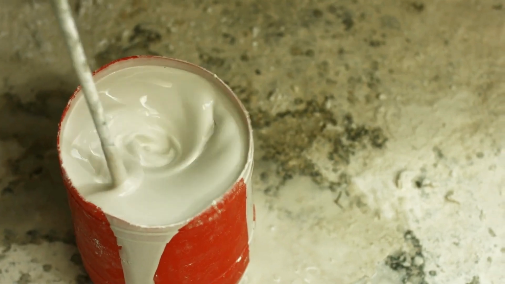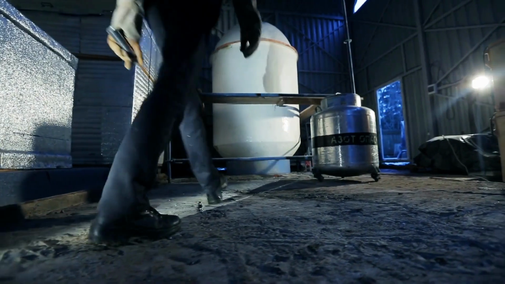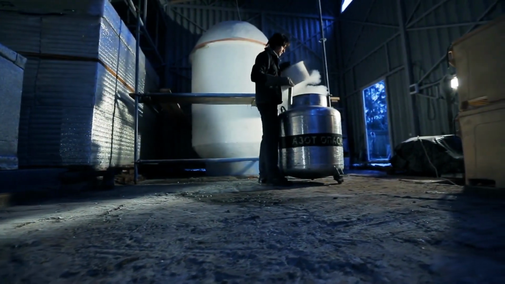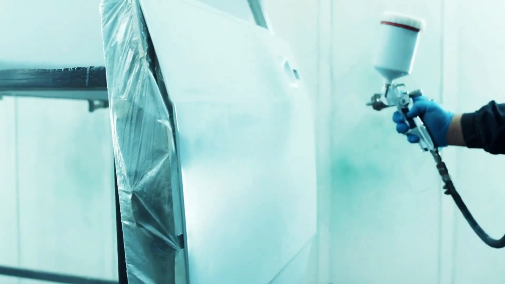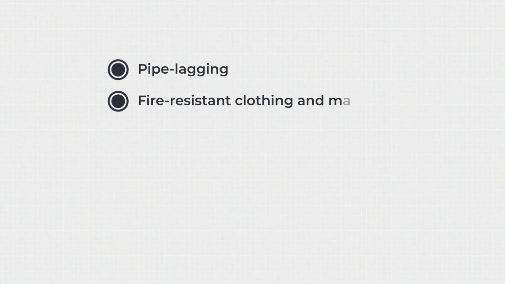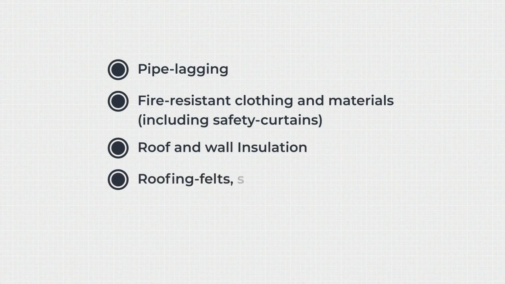Asbestos was significantly used in construction when fibres were mixed with other building substances to make commercial ACM, asbestos-containing material. The fibres can also be found present in some spray painting and cement, as well as in pipe lagging, fire-resistant clothing and materials, including safety curtains, roof and wall insulation, roofing felts, shingles and tiling, and strong ropes.